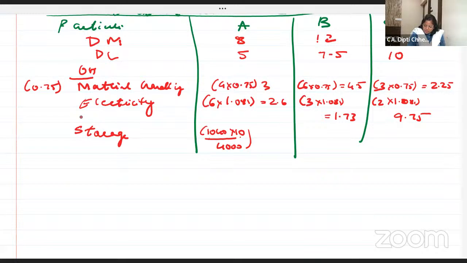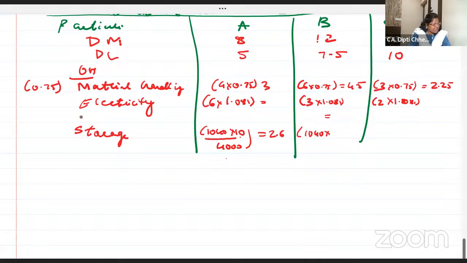1040 per batch into 10 batch. This is for 4,000. So you will get the per unit. 1040 into 10 divided by 4,000. You will get the per unit. Per unit is, oh sorry, yeah. Per unit is 2.6.